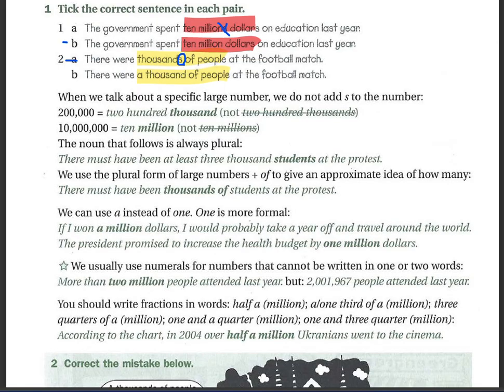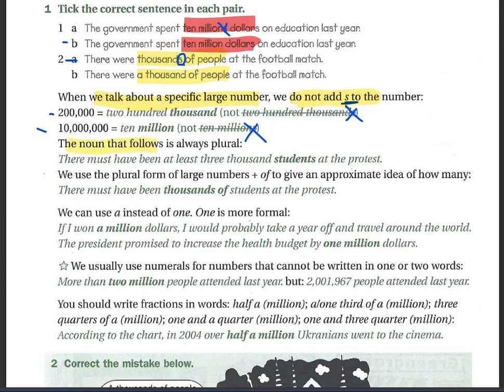When we talk about a specific large number, we don't add S to the number. Look at here, the first one, 200,000. So no S. Yes, 1,000s is not correct. 10 million. 10 millions is not correct. So the first one was, when we talk about a specific large number, we don't add S to the number.